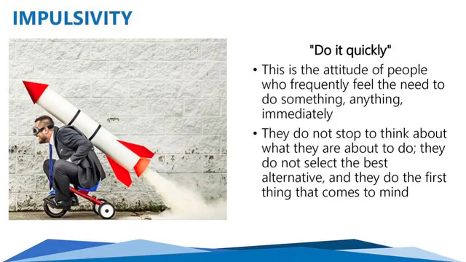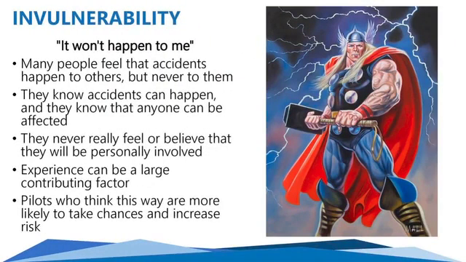The next one is known as invulnerability. It will not happen to me, right? So many people out there are basically going to come to this stance that accidents just happen to other people and they do not happen to me. And the reason why is a lot of people, the older that we get, we bring in a lot of our personal biases from life.